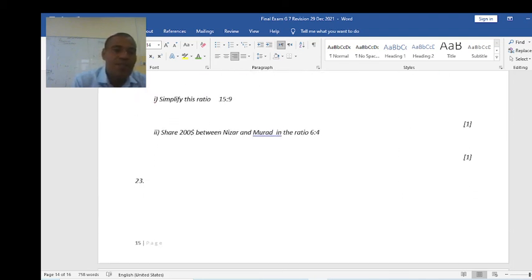Then for the next question, simplify the ratio. Here 15 divided by 3 gives 5. Then 9 divided by 3 is 3. So this is how we simplify a ratio. A ratio should be simplified by the highest common factor.